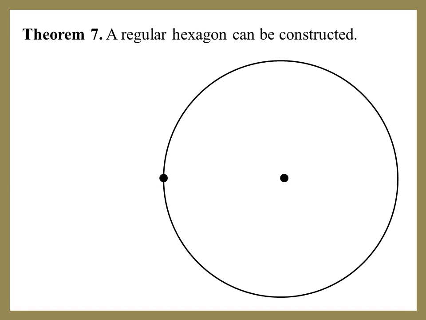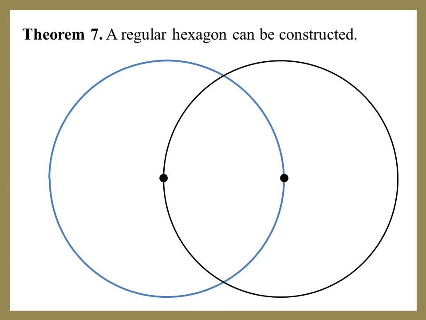The construction of a regular hexagon is easier than the construction of a regular pentagon. Suppose a circle is given with the center and a point on the circle identified as shown. Construct a new circle centered at the point on the original circle with the same radius as the original circle. Find the 2 points of intersection of the 2 circles.